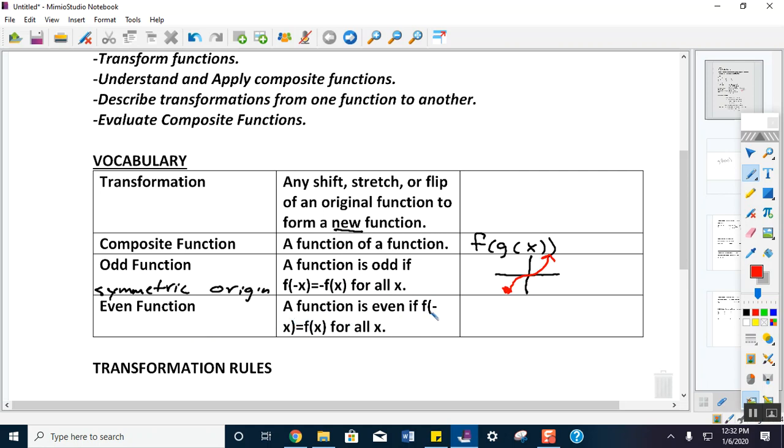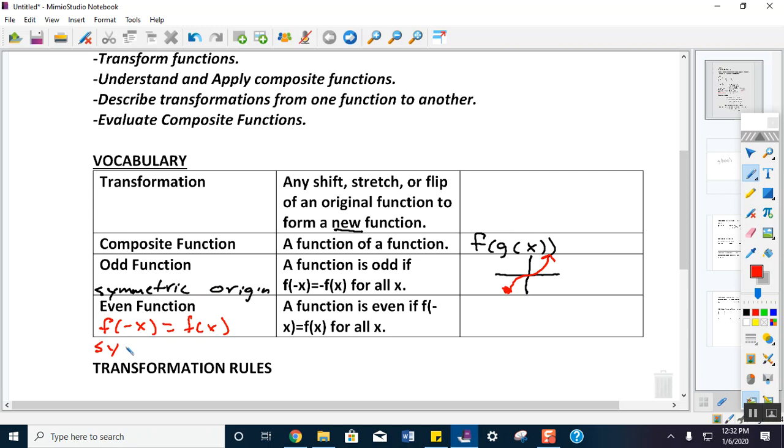A function is even if f of negative x equals f of x. You might want to jot this down. I messed this up big time. Right now, f of negative x is equal to f of x for all x. And I'm going to tell you this one right here.